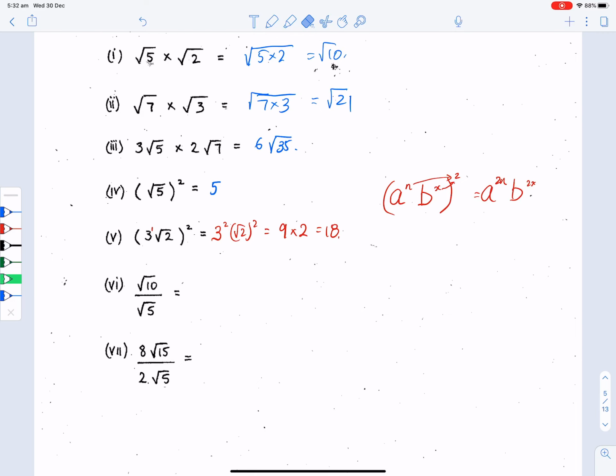Question 6 is square root of 10 on 5, which is square root 2.